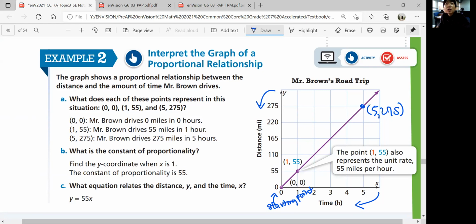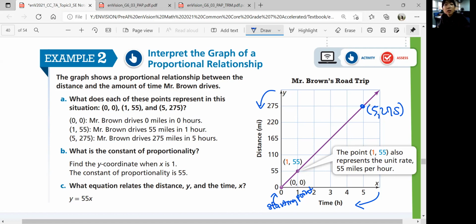(1, 55): he drove 1 hour, which is 55 miles. So he drives 55 miles in 1 hour. And then (5, 275) means he drives 275 miles in 5 hours. So if you know what they represent, you can easily interpret data using points.